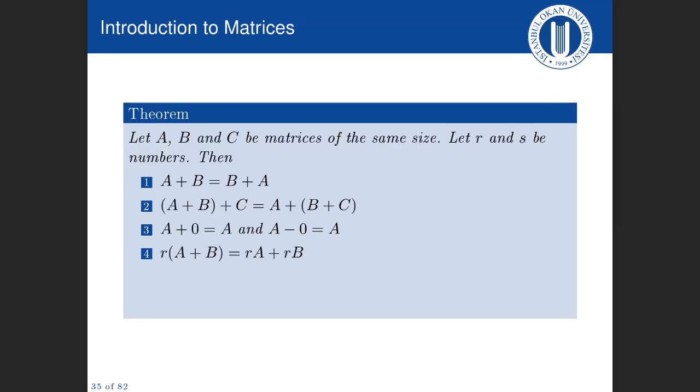A number R multiplied by A plus B is the same as RA plus RB. R plus S multiplied by A is RA plus SA, and R multiplied by SA is the same as RSA. These should all be clear to you. This is just the same rules that we have for numbers.